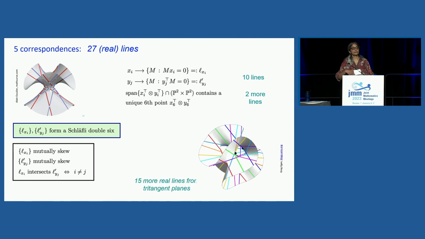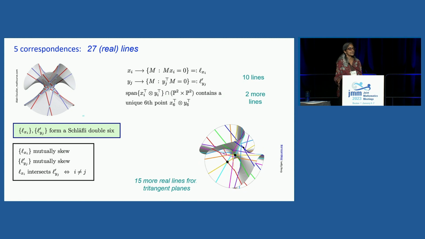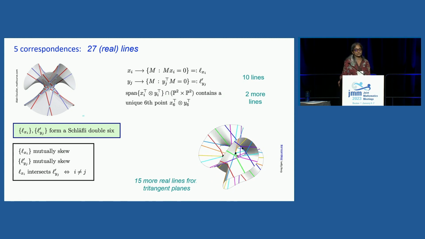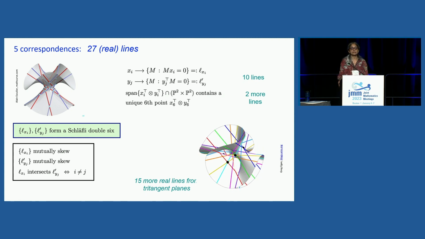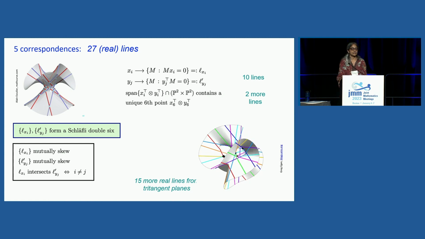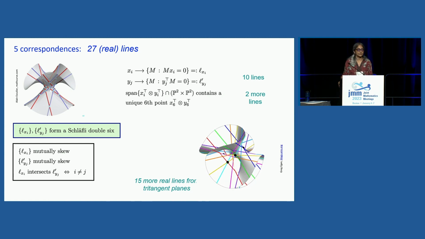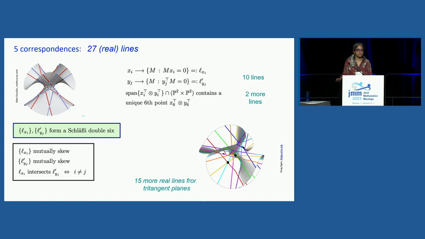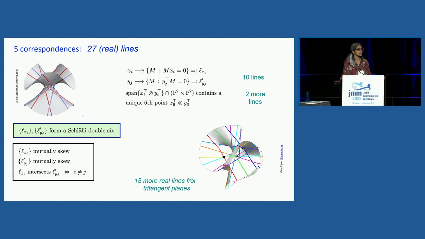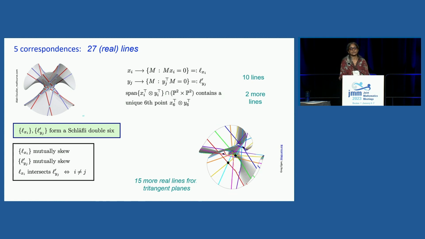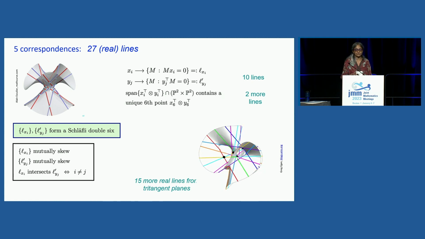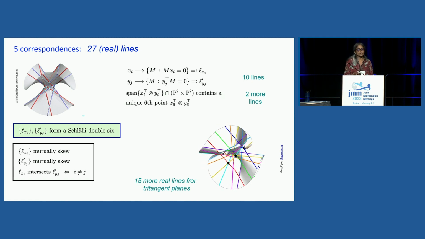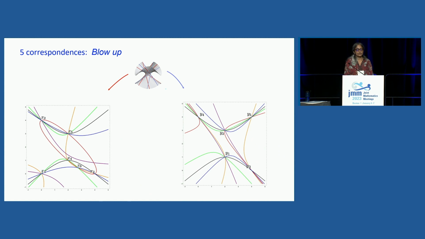Okay, then there are 15 more lines. So all of the lines I produced are real. So there were 12 real lines, and there are 15 more lines that come from tritangent planes. They're also real, okay? So this is a very special case of a smooth cubic surface with 27 real lines. It's a very special real topology that comes from vision, okay, from computer vision. Okay, so this is where we are.